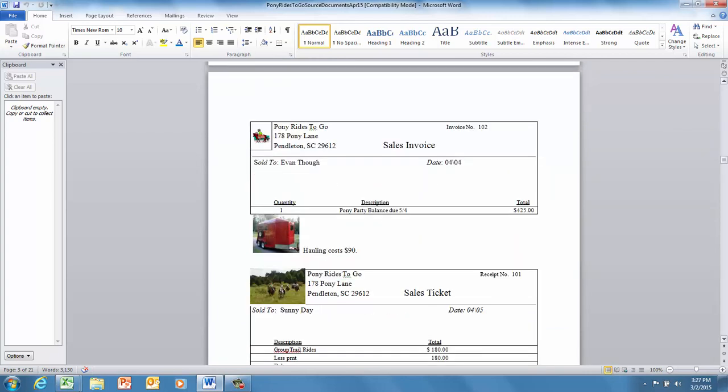On the following page, we have another sales invoice. This time we're selling a pony party to Even Though on April 4th. Well, this time, notice there's no paid stamp on here. So that means Even Though did not give us the cash when we were done with the job. Notice down here it says pony party balance due May 4th.